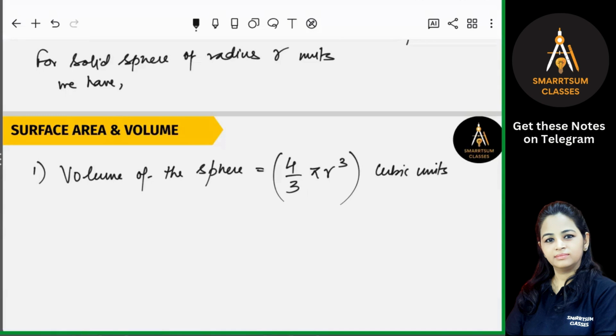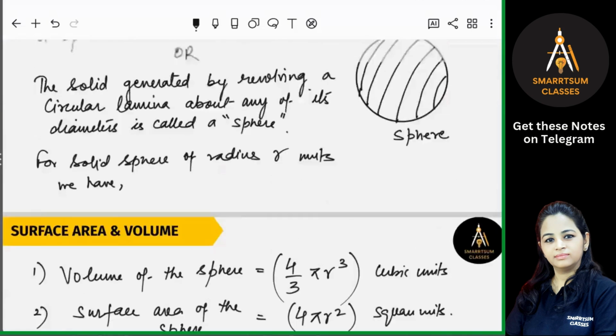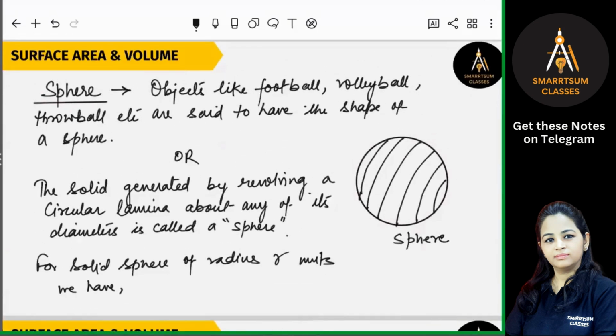And then we have surface area. There are only two formulas related to the sphere, that is the surface area and the volume. Surface area of the sphere is 4 pi r square, it is 4 pi r square units. So here we do not have separate curved surface area and total surface area, because in a sphere we have only and only one surface. There is no other surface in the sphere.